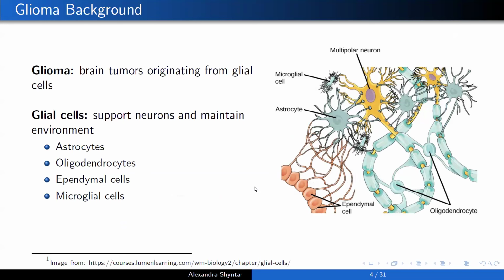So glioma is a broad name for the general category of brain tumors originating from glial cells. Glial cells are the supporting structure of the neurons, and they help maintain the environment. There are several types, and the one that we will focus on is the astrocytes. Astrocytes provide structure to the neuron. They can provide nutrients, regulate the ion concentration, and transmit calcium waves.